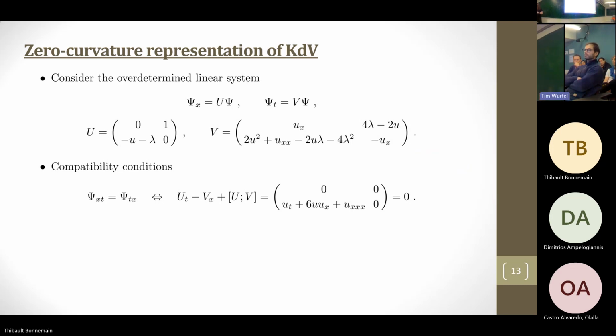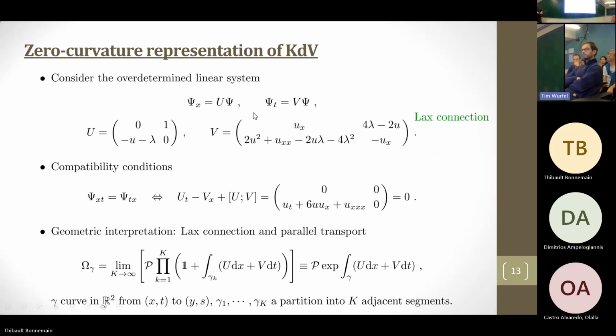So KdV really is the compatibility condition for this auxiliary linear problem. The name zero-curvature representation comes from the fact that these two equations can be seen as defining a connection, or a gauge field if you prefer, over a 2D vector bundle over the xt plane. The first equation tells you how to parallel translate psi along the x direction and this one along the t direction. And this equation can be seen as the curvature, or the field strength, of your connection via the Ambrose-Singer theorem.